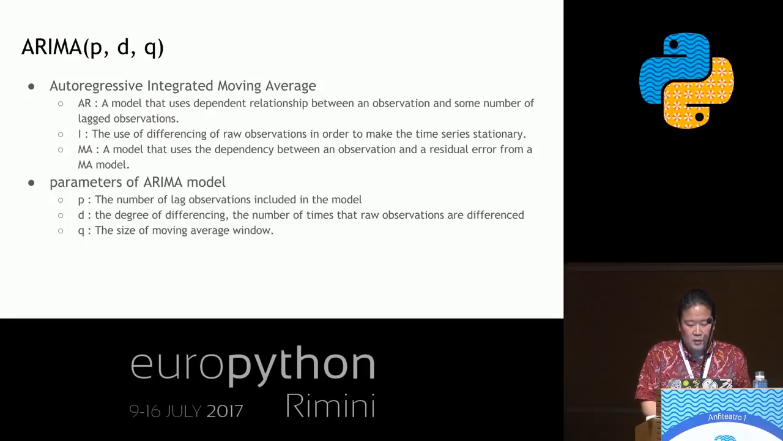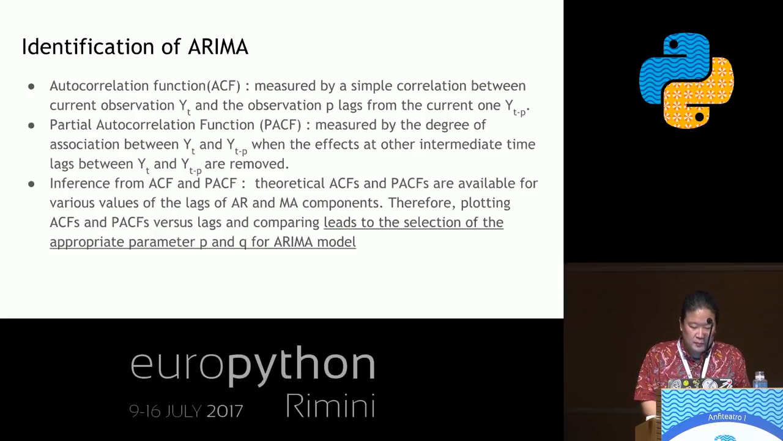Putting it all together, here's the summarized ARIMA model and its required parameters. We need p, the number of lag observations included in the model for autoregression; d, the degree of differencing, the number of times that raw observations are differenced for integration; and lastly q, the size of the moving average window. It's a bit hard to understand those concepts, but maybe it's enough to study how to identify such parameters, which is not simple either.